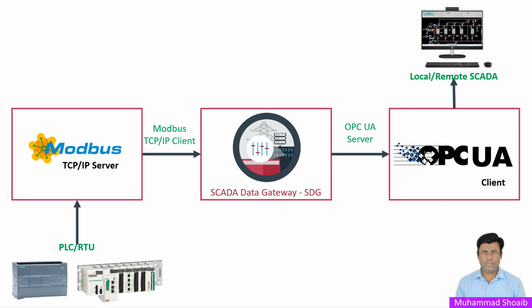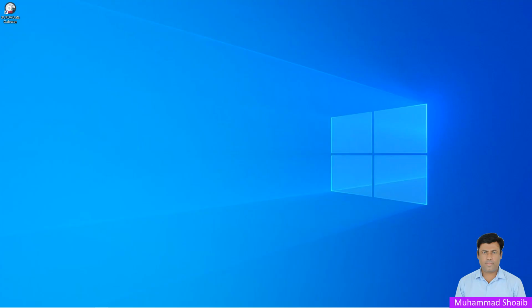So in that case, our controller will work as a Modbus TCP server, and the Scada data gateway works as a Modbus TCP client. On the other side, our Scada data gateway works as an OPC UA server, and our local or remote Scada system works as an OPC UA client. So we'll see how we can configure it. Open the Scada data gateway application.